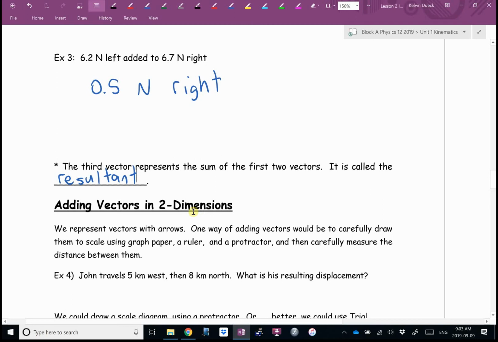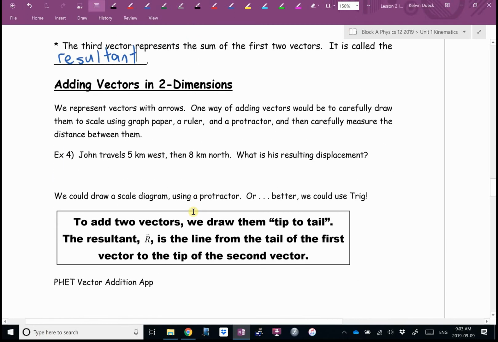And now you want to sit up and pay attention, because this is the new stuff. Adding vectors in 2 dimensions. Well, there's 2 ways to do it. We represent vectors with arrows. One way of adding vectors would be to carefully draw them to scale using graph paper, a ruler, and a protractor. So, I'll have each meter be 1 square on the graph paper. And then you could carefully measure the distance between, or better yet, we could use trig.